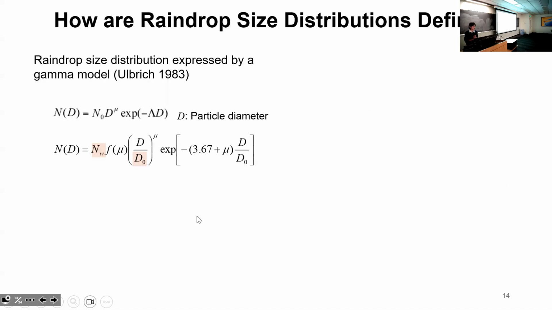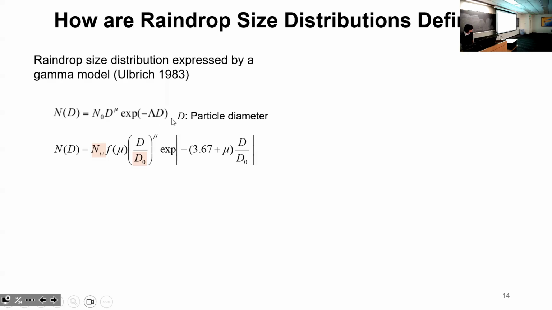And next, I'd like to introduce how raindrop size distribution is defined. Raindrop size distribution is well expressed by gamma models like these. Here, N is the number concentration, D is the particle diameter, N0 is the intercept parameter, mu is a shape parameter, and lambda is the slope parameter.